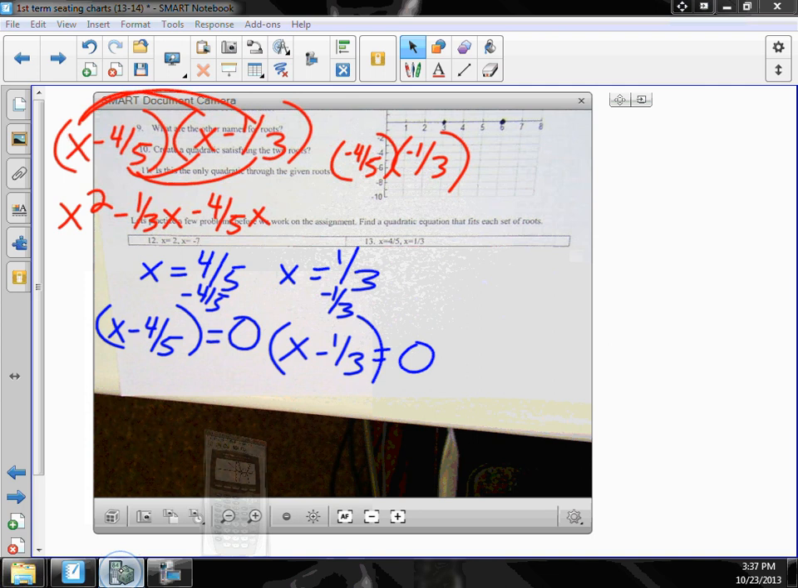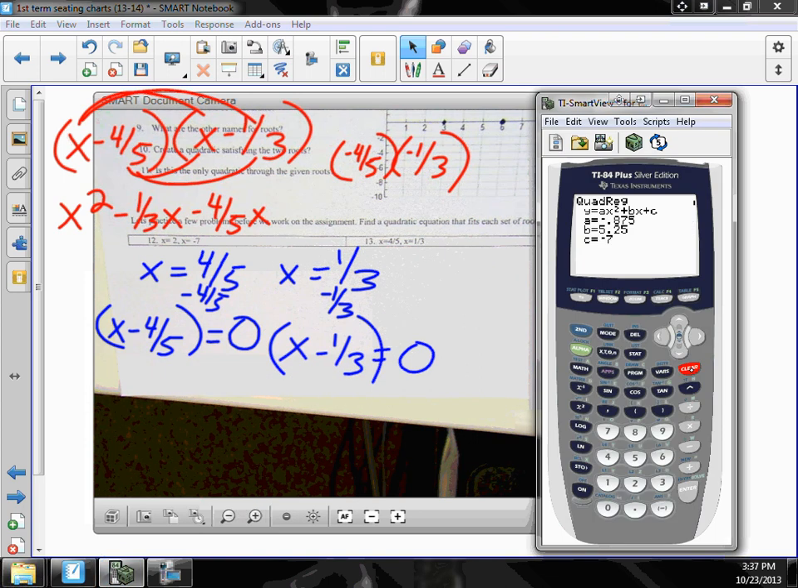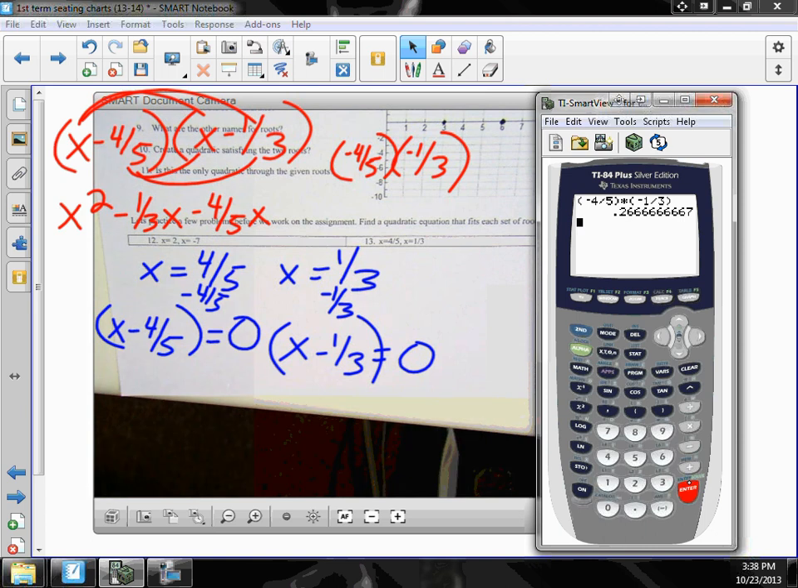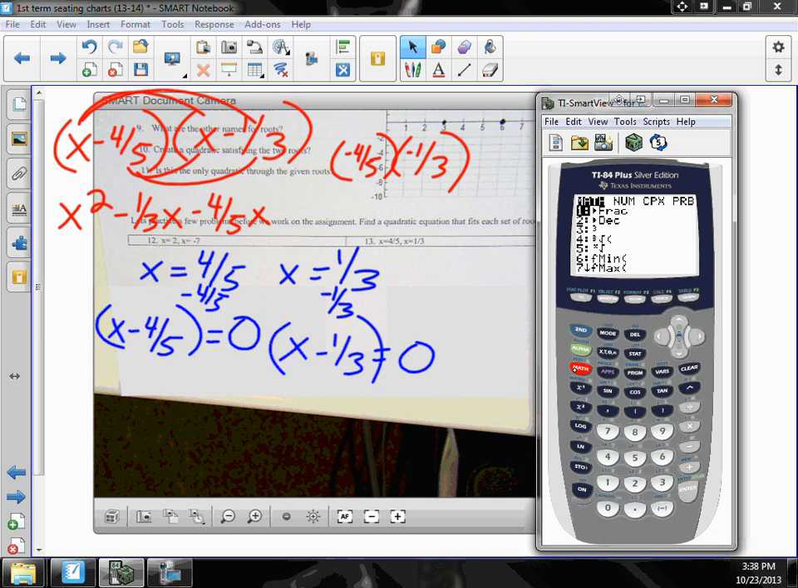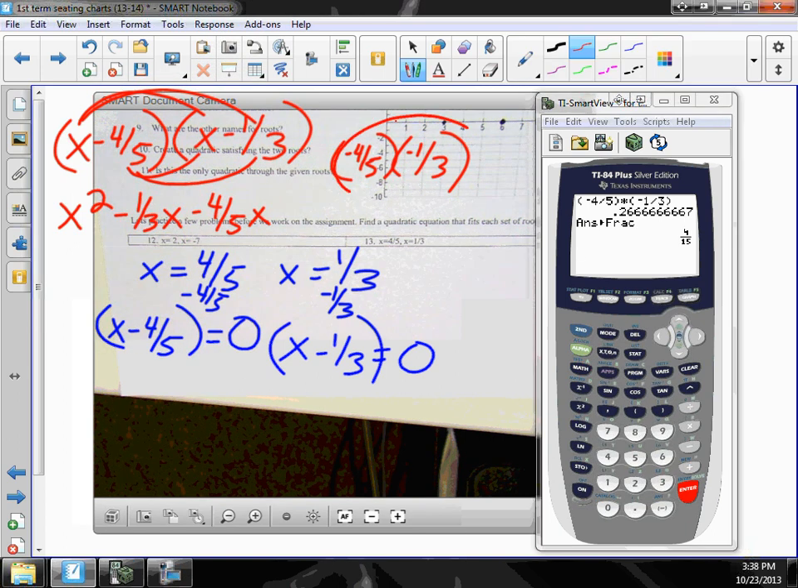Let's use our calculator to do that. So parenthesis negative 4/5 times parenthesis negative 1/3. And I push enter and it gives me a decimal. But I don't like decimals. If I can turn it into a fraction, that's better. So push the math button, which is right underneath the green alpha key. And the first one says triangle fraction. And if I choose that, it will turn my answer into a fraction, which is 4/15. So when I multiply those together, I get the answer positive 4/15.